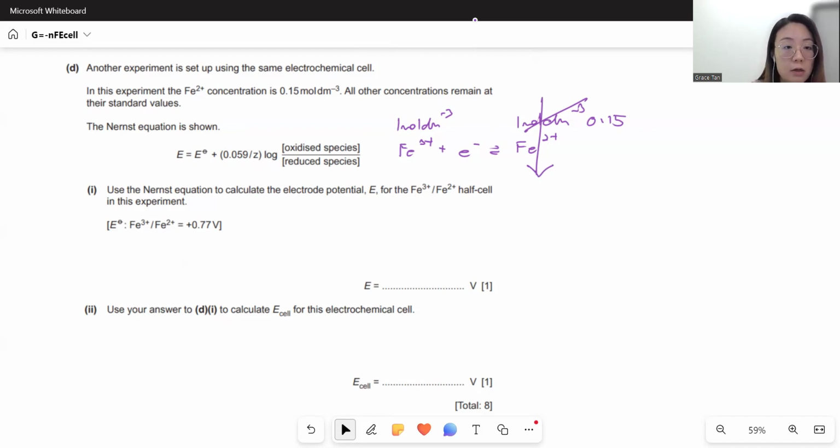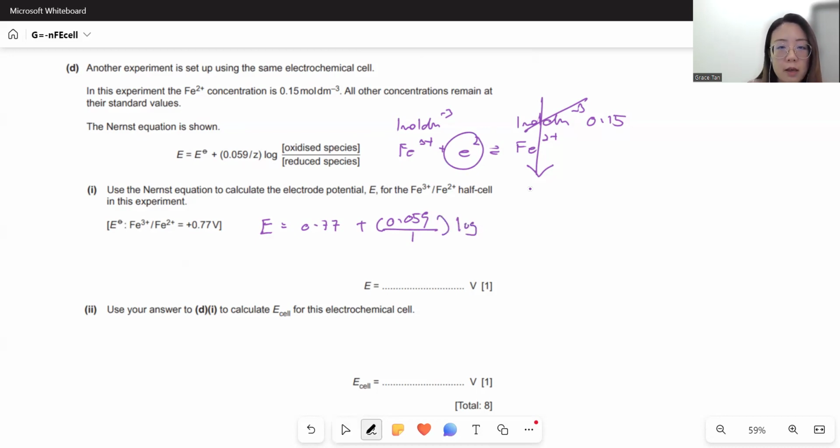They gave us the Nernst equation. Thank you. But actually, you are supposed to memorize the Nernst equation on your own. The formula is not given. It's only in this particular question that they give it to you. Use the Nernst equation to calculate the electrical potential for the Fe3, Fe2 half cell, and they gave the E theta as 0.77. So therefore, E equals E theta 0.77 plus 0.059 divided by Z, where Z is the number of electrons involved, so only one electron is involved here, so divided by 1. Log oxidized divided by reduced.